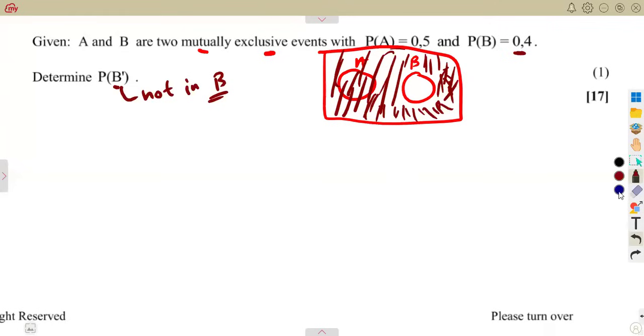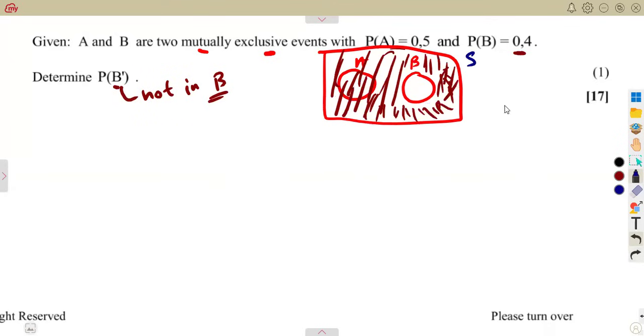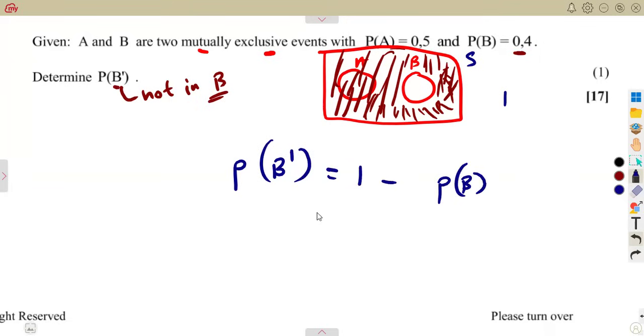So if it is not found in B, we simply subtract from 1. Remember, the probability of everything in a sample space is supposed to give us 1. So the probability of what is not in B, which is B complement, is simply going to be 1 minus the probability of what is in B. You remove B, because B is not part of our probability this time. You remove 0.4.